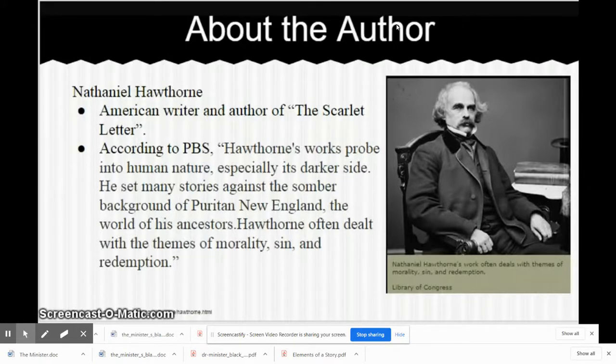Nathaniel Hawthorne is an American writer and the author also of The Scarlet Letter. Hawthorne's works probe into human nature, especially its darker side. He set many stories against the somber background of Puritan New England, the world of his ancestors. Hawthorne often dealt with the themes of morality, sin, and redemption. Redemption means to forgive.